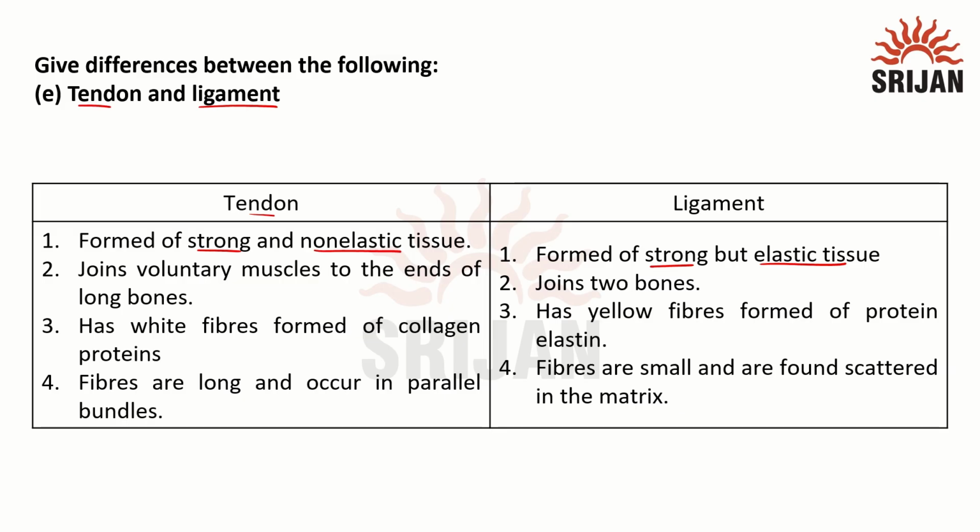Tendons join voluntary muscles to the ends of the long bones, so they connect bone and muscle, whereas ligament connects bone to bones. Tendons have white fibers formed of collagen protein, whereas ligament has yellow fibers made up of a material known as elastin. In tendons, the fibers are long and occur in parallel bundles, whereas in ligament, fibers are small and are found scattered in the matrix.